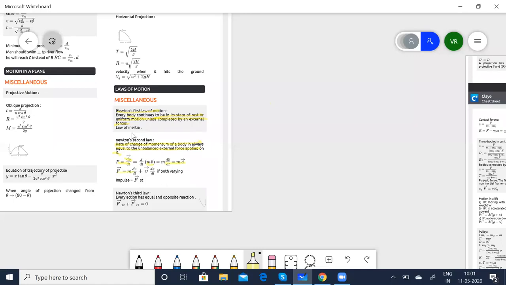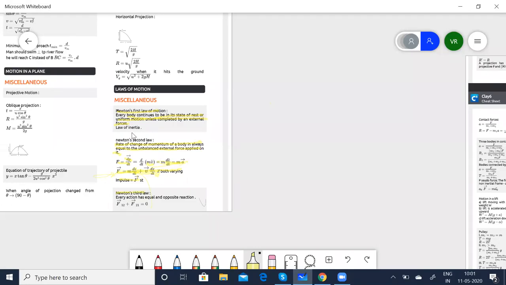Substituting that, F is equal to m into dv by dt plus v into dm by dt, if both are varying. In the first case, only the velocity was varying. Here, suppose m is also varying and v is also varying. Then apply the product rule which we studied in differentiation, and we come to this equation: F is equal to m dv by dt plus v dm by dt, if both are varying. Impulse is equal to F times dt.